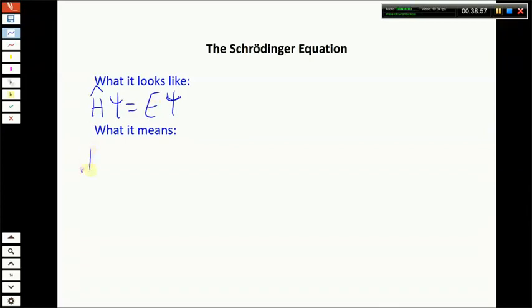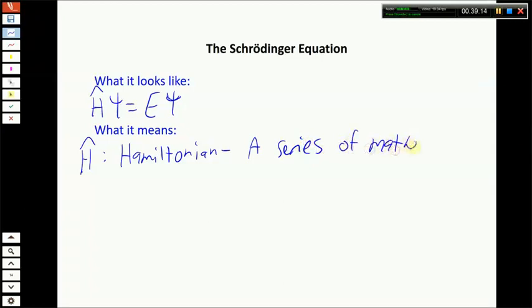But this H here stands for what's called the Hamiltonian. It's an operator. And an operator is just a series of mathematical operations, typically many of them involving calculus, like derivatives and integrals and things like that in most situations. So the Hamiltonian is a series of mathematical operations.